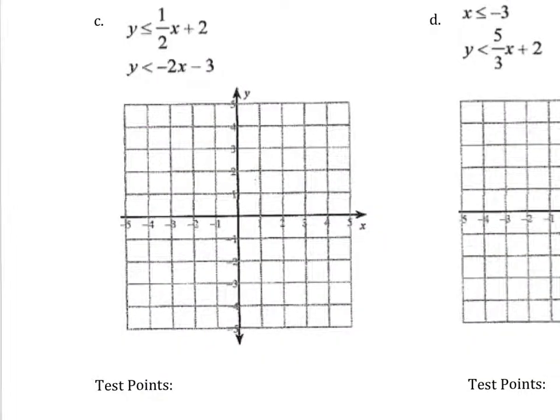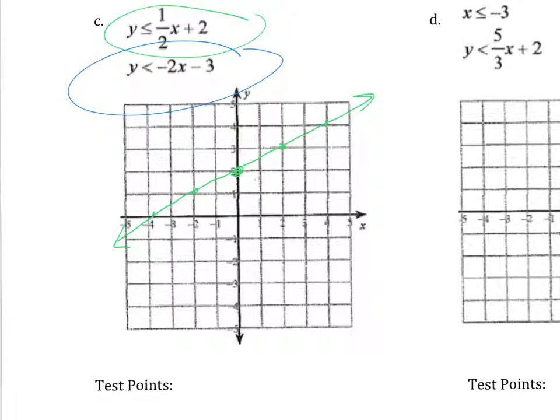So we're going to take a look at part C. I'm going to graph my first inequality in green. I have a y-intercept of 2 and a slope of up 1 over 2. And this is going to be a solid line because it is less than or equal to. I'm going to graph my other line in blue. So I have a y-intercept of negative 3 going down 2 over 1. I can also go up 2 over 1. And this is going to be a dotted line because it is less than.